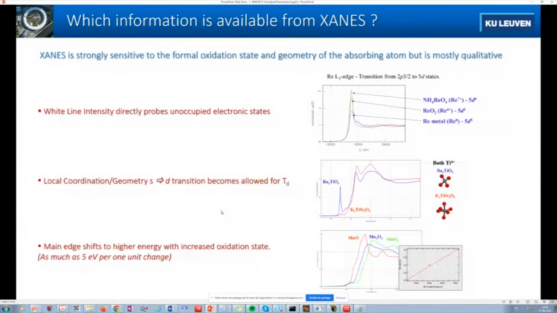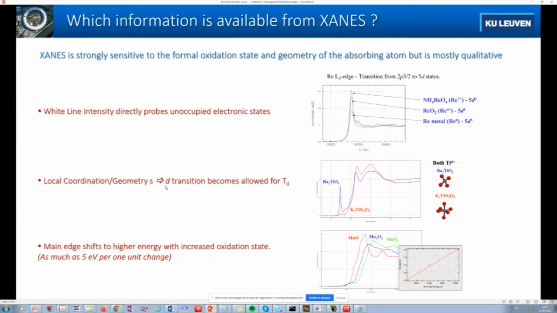What information can you obtain? Actually, you can already obtain a lot of information from XANES. The white line is a very huge peak that forms just after the edge. It depends on the unoccupied states. So if you have something very oxidized, then you have a huge white line. If it's not very oxidized, it's very small.